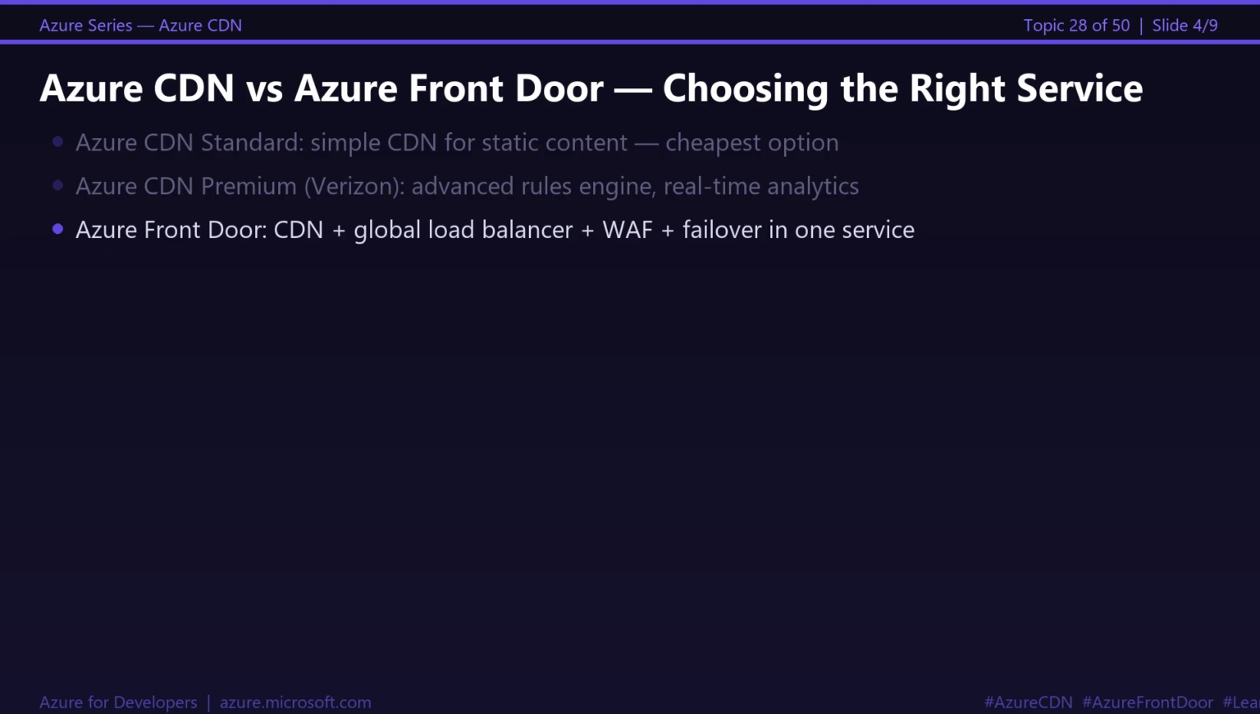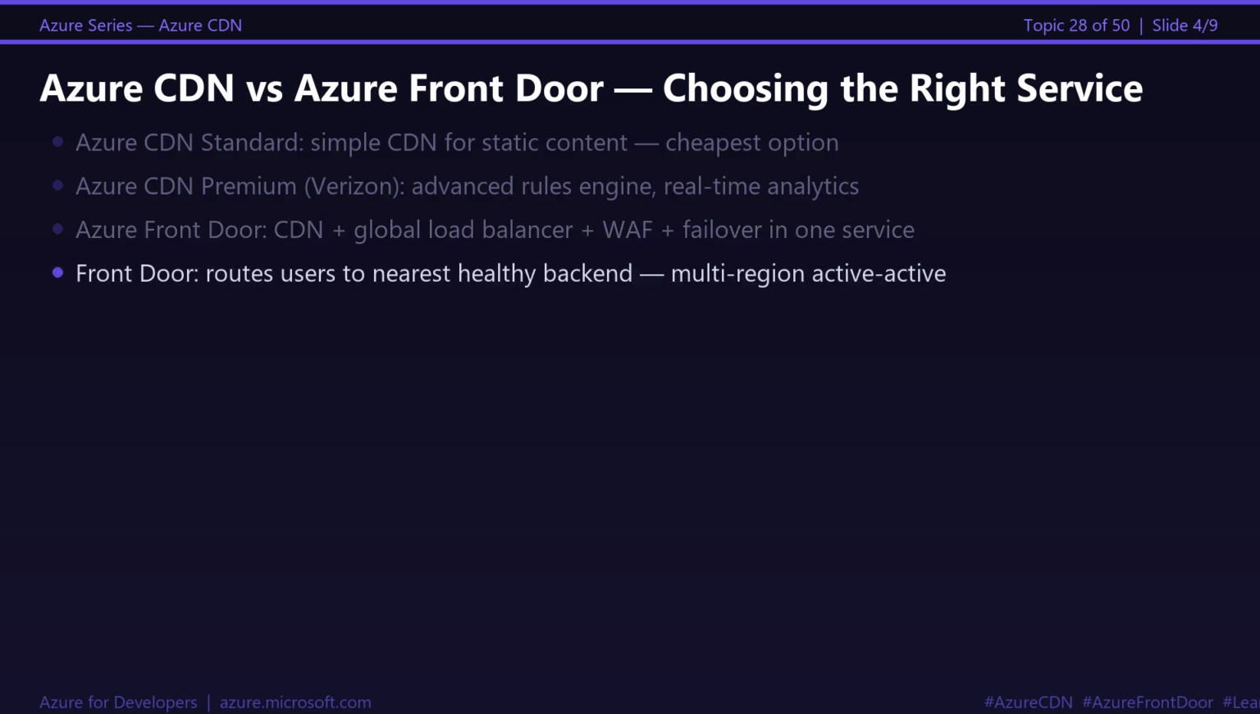If Southeast Asia goes down, Front Door instantly reroutes to West Europe. The user experiences no outage. Front Door also adds layer 7 routing. Route to different backends based on URL path. /images goes to a storage account. /api goes to your app service. All behind one global domain.